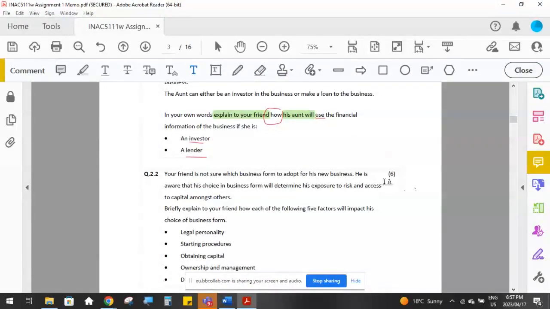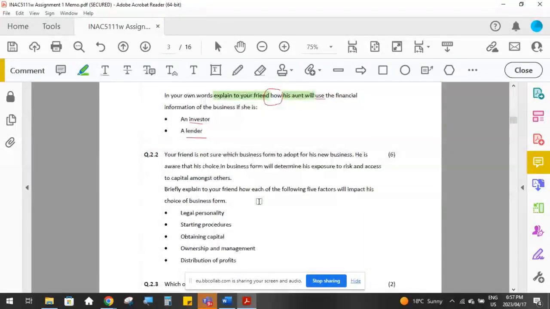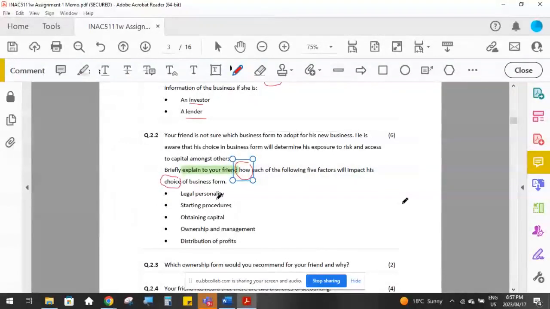And then the same thing for the second one, 2.2, your friend is not sure which business form to adopt. He's aware his choice will determine his exposure to risk. So again, the question was, explain to your friend, so you had to relate it to the case study, how each of the following 5 factors will impact his choice. So again, we don't want a definition of a legal personality, etc., because we know what they are. We want you to tell your friend what he needs to take into account when deciding which business form to undertake, and how that factor will affect it.